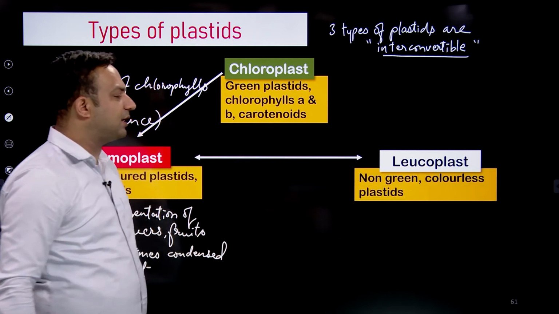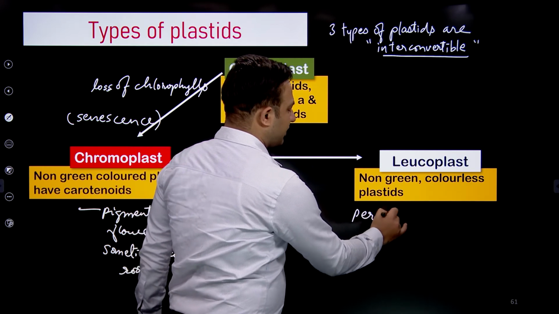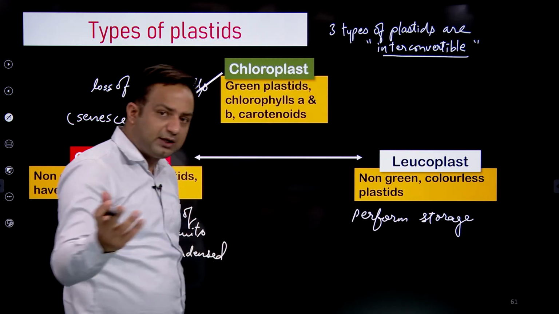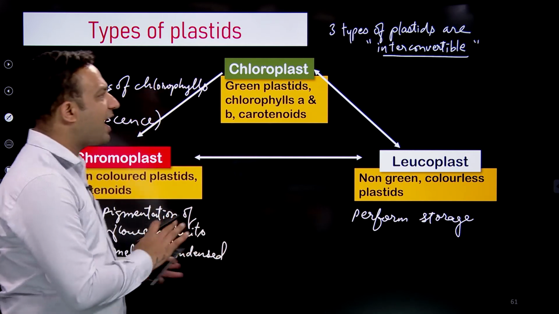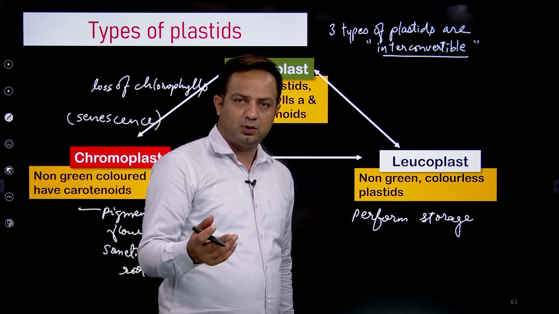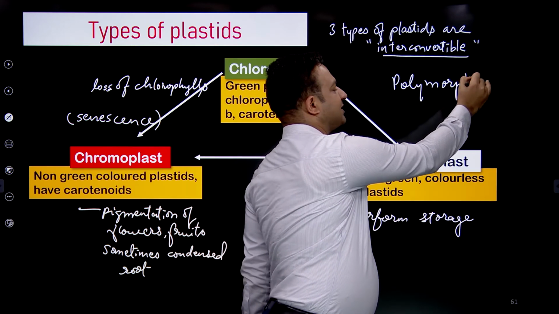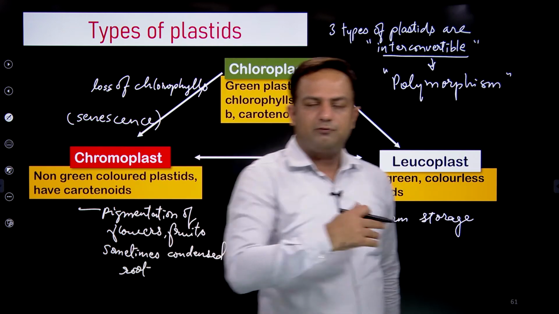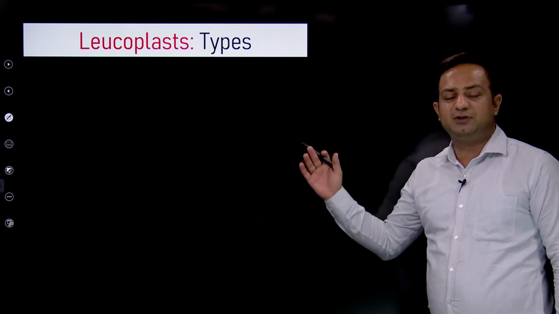So leucoplast is a colorless, non-green plastid, and it performs storage of reserve material. Leucoplast may get converted into chloroplast. Now that's possible, so they are interconvertible. I have a different word for it. You can call it polymorphism also. Can you call it polymorphism? Answer is yes. You can take it as polymorphism as well. Functional states are getting different. Next, the first type is called leucoplast.